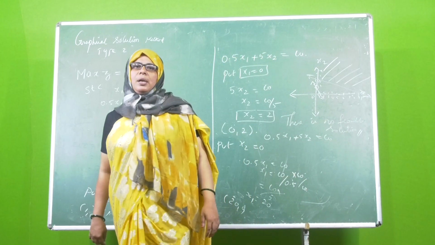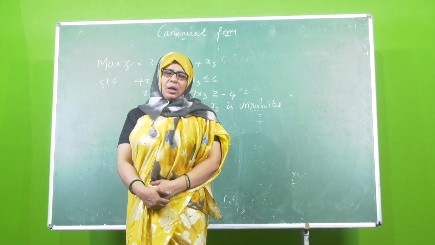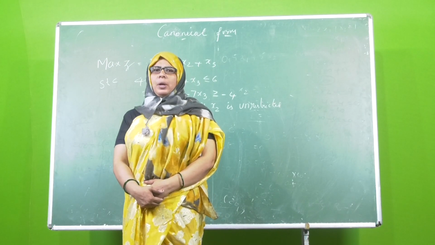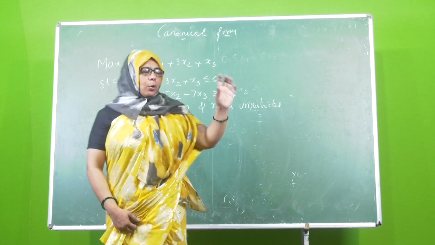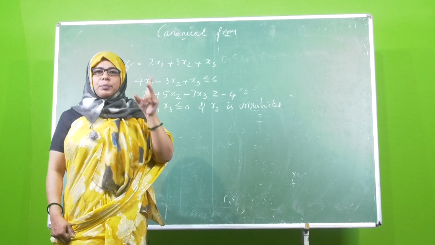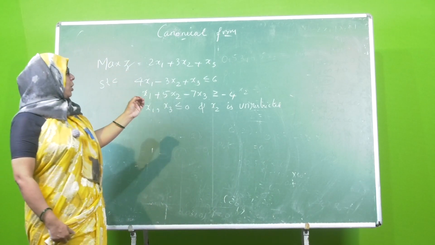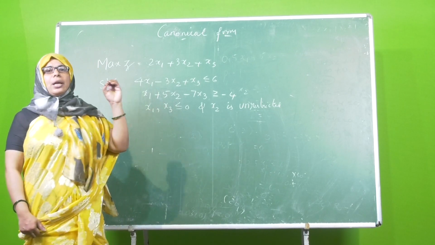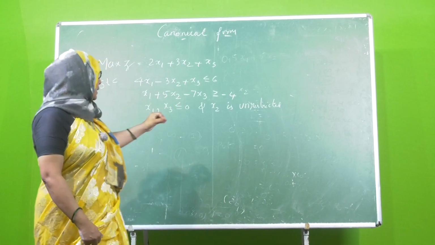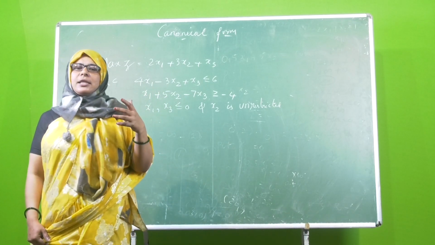There is no feasible solution. Now express the following LPP in canonical form. What do you mean by canonical form? In canonical form, the objective is maximize, and all the constraints are of less than or equal to type. And some variables are unrestricted. That is, suppose x2 is unrestricted, then x2 = x2' minus x2''.